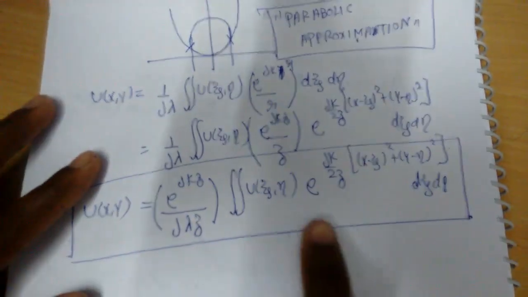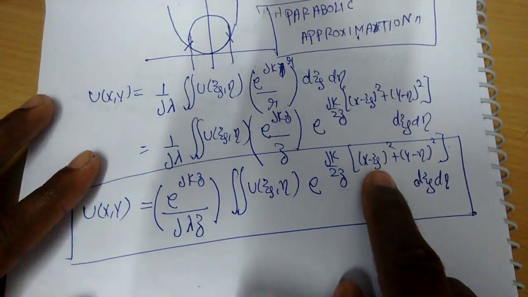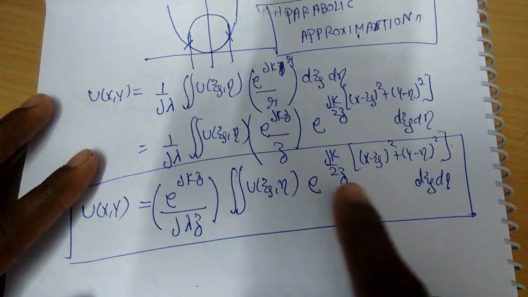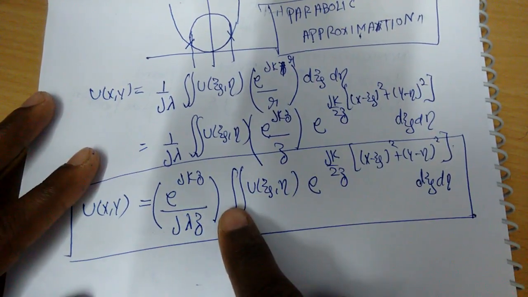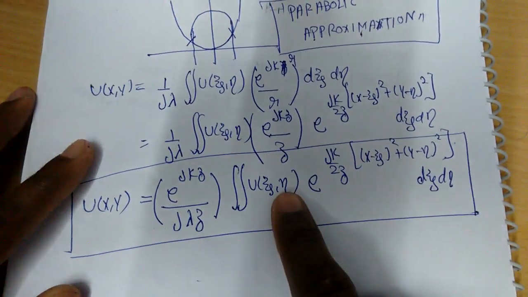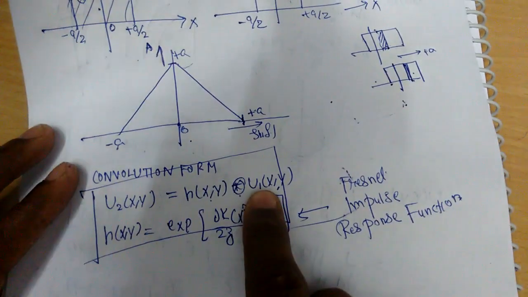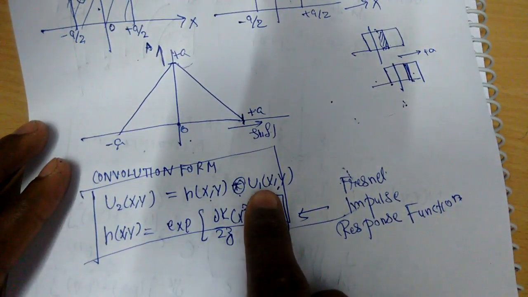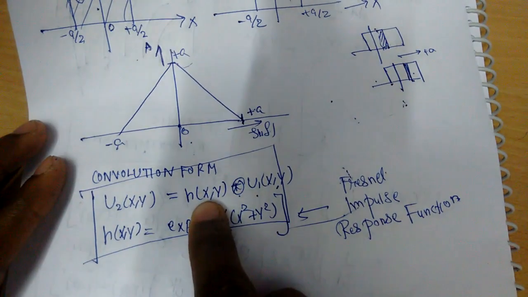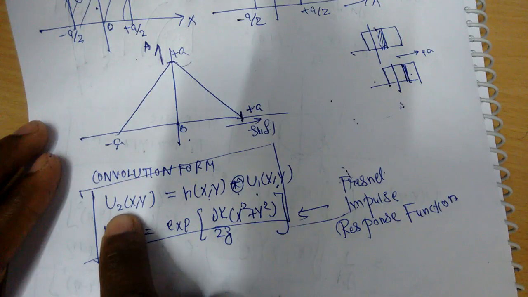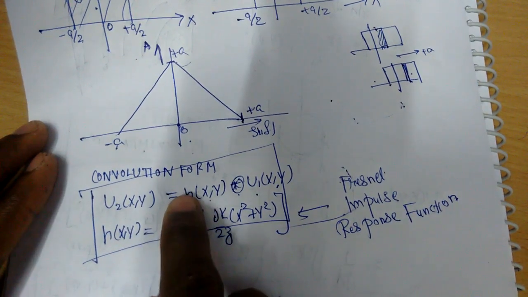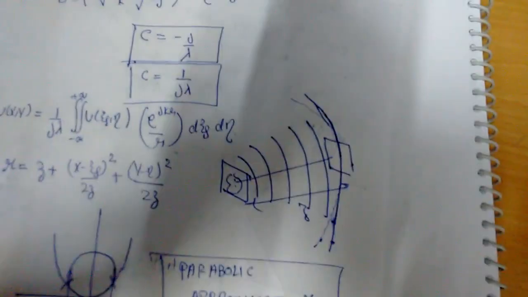Let me show you again. This is e raised to power jk upon 2z, this minus zeta is giving you the shift, and you are integrating a double integral, because the area of overlap will be in two dimensions, zeta and eta. So this is a very good form, the convolution form. What does it mean? It simply means that if you have u1(x,y), the aperture function, you just do the convolution of h(x,y) with u1(x,y), and you will definitely get the output diffraction. Of course, there is some constant factor sitting here, because I'm not writing this factor. This factor is there.